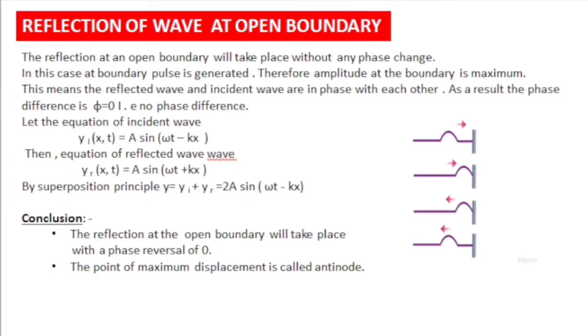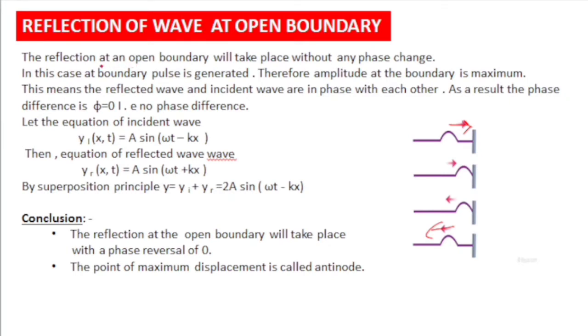What happens when the reflection takes place at an open boundary? At an open boundary, both reflection and refraction take place. Suppose this is the incoming wave, the incident wave, and after reflection from this open boundary, it bounces back in the opposite direction, the negative x direction. If a crest is coming, the reflected wave is also a crest. If a trough is coming, then the reflected wave also becomes a trough. It means no phase difference between incident and reflected waves.